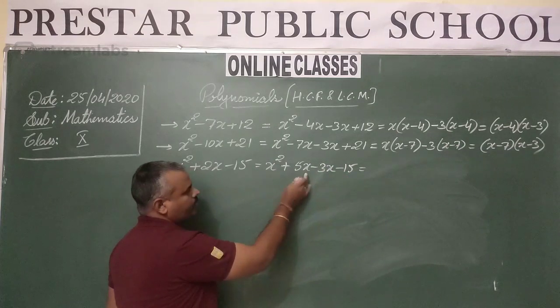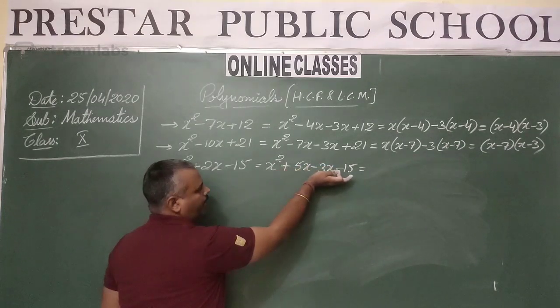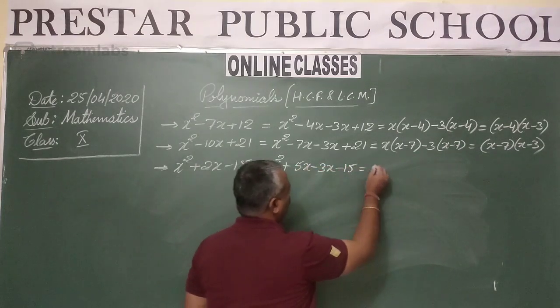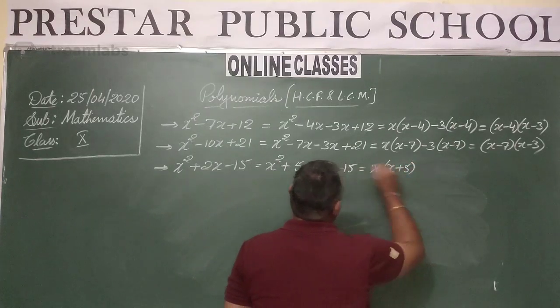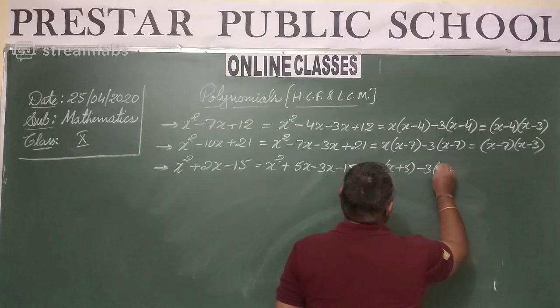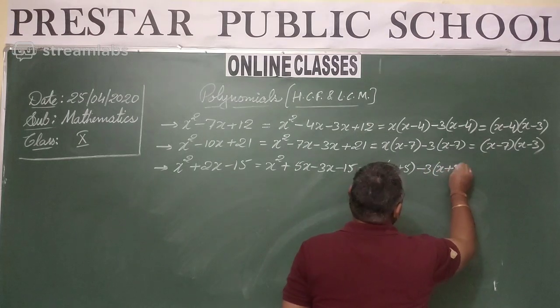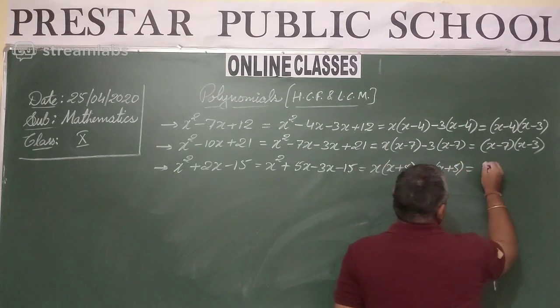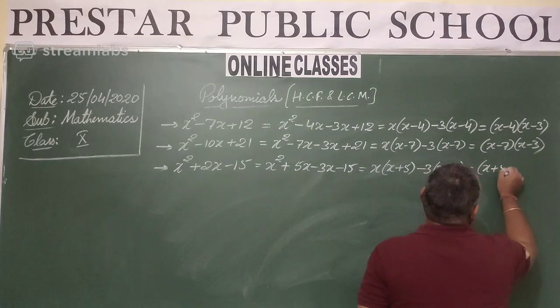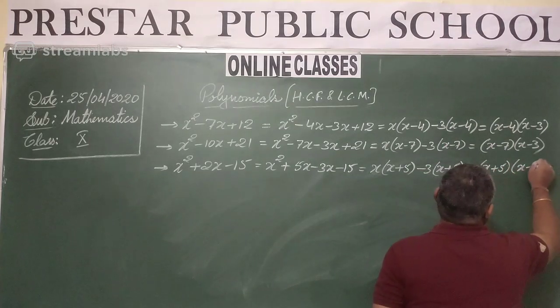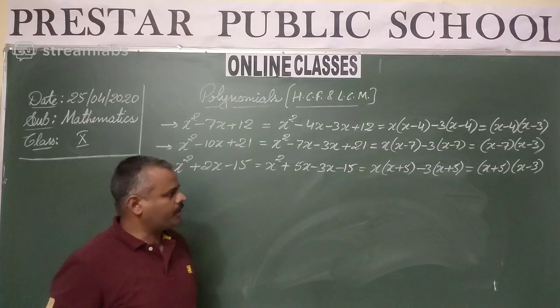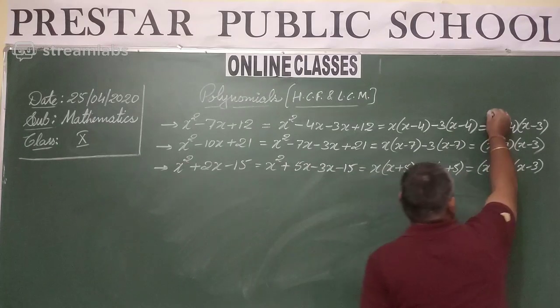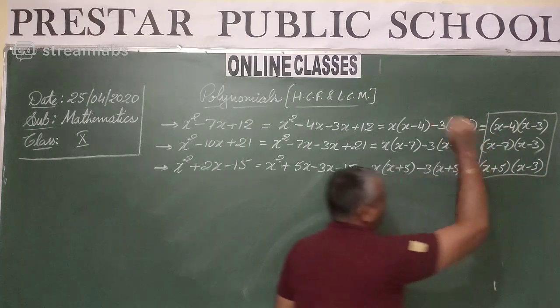From the first two terms, x is common. In the next two terms, minus 3 is common. So taking x common here, you will have x plus 5, and taking minus 3 common, you will be left with x plus 5. So again, the two factors which you get here are x plus 5 and x minus 3. So our first step is done. That is, we have factorized all the three expressions.